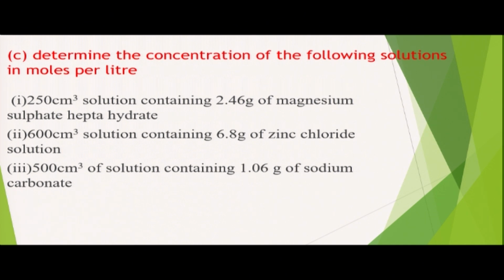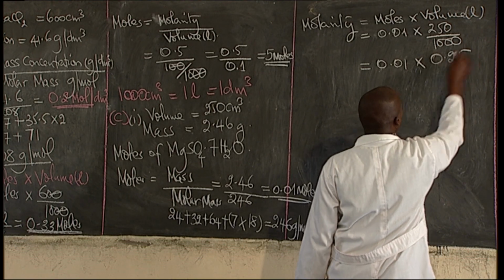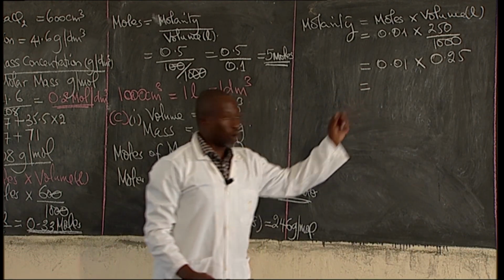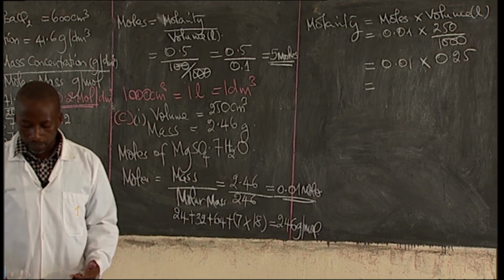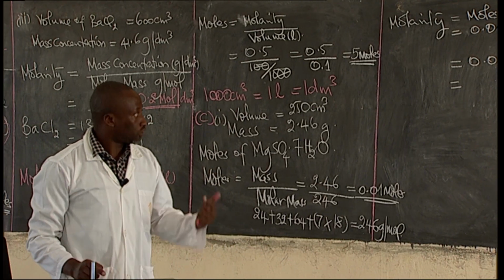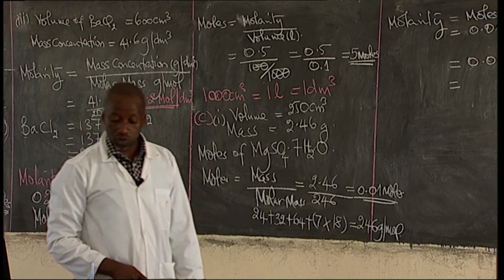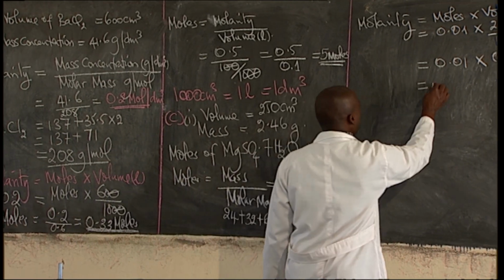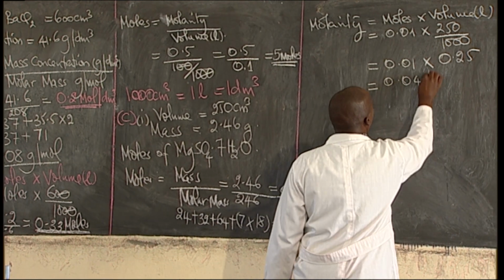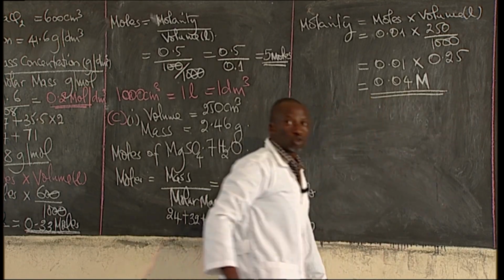250 divided by 1,000. That is 0.25. So the answer we are getting here will be the molarity, which will be in moles per liter. 0.01 divided by 0.25 gives us 0.04 moles per liter, or the capital M.